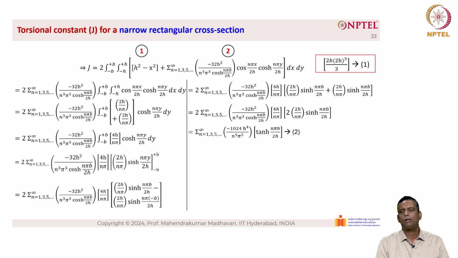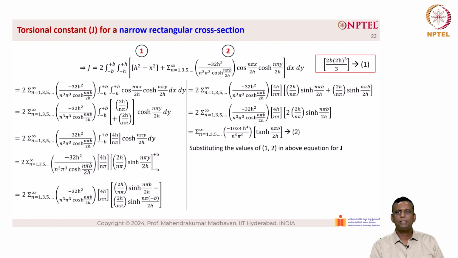So, when we multiply all the values here, this 32 into 4 into 2 into 2 becomes 1024. h square into h becomes h power 4. That n cube into n, we get n power 5. pi cube into pi becomes pi power 5. So this is the constant of the equation 2.